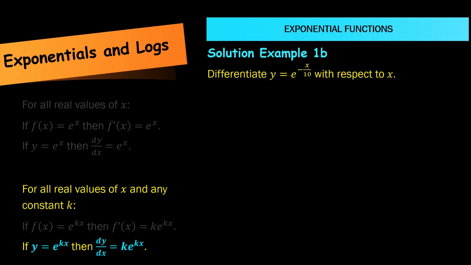Now let's have a go at example 1b. We are required to differentiate y equals e to the minus x over 10 with respect to x. In this situation, k is equal to minus 1 over 10. So therefore we have that dy dx equals minus 1 over 10 times e to the minus x over 10.